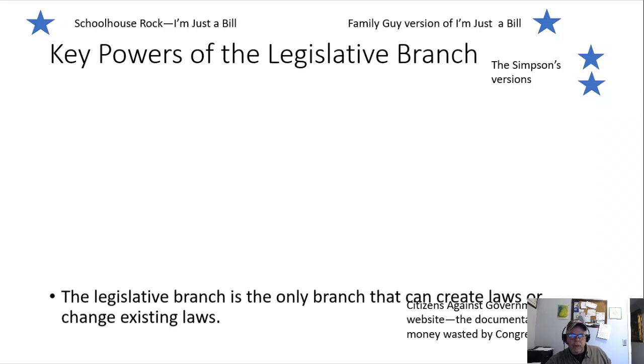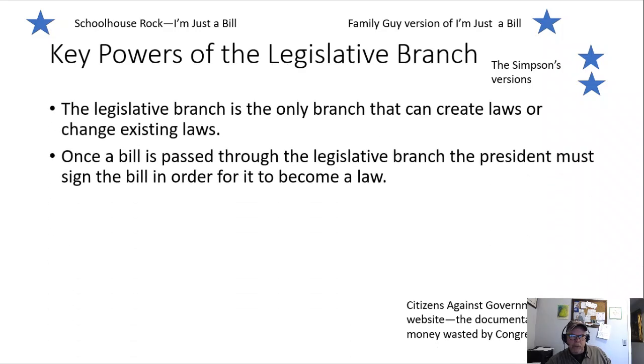I'm just going to throw these up, and you guys can read through them. I don't want to talk through every one of them. But how things become law, I mean, again, good old Schoolhouse Rock. This is really good. It steps through the process. Right? I'm Just a Bill. You may have seen it. And I put a few humorous links. There's a couple other versions out there that are kind of funny. And here's that link to Citizens Against Government Waste that we looked at in Tech Time.